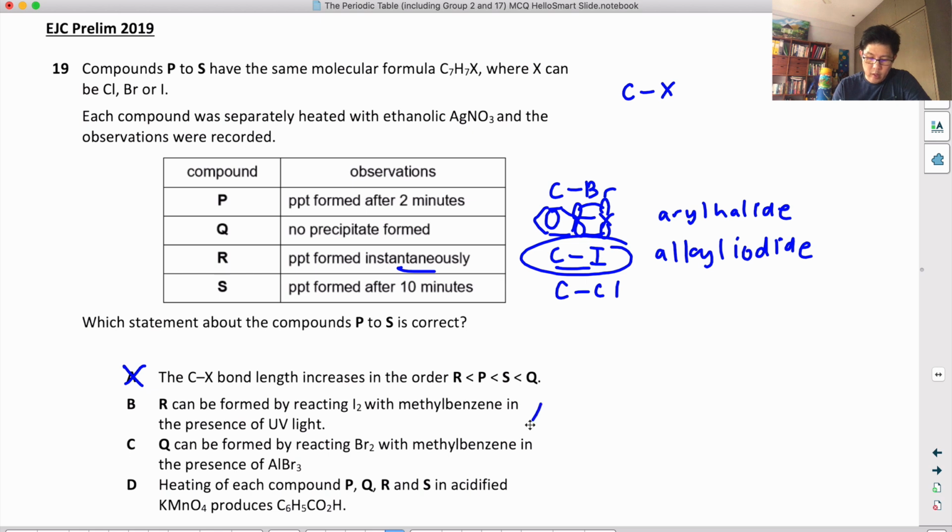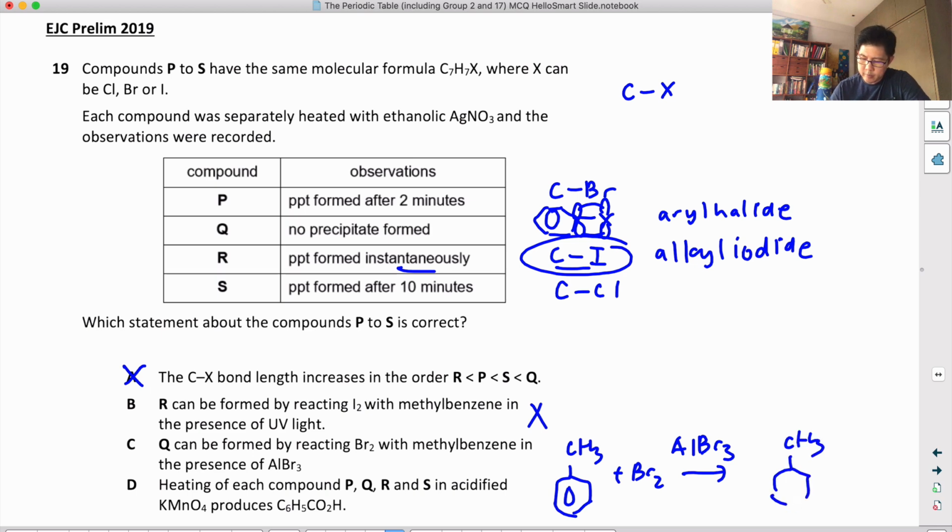Q can be formed by reacting bromine with methyl benzene in the presence of UV light. Yes, this is definitely true. If I have methyl benzene and I use bromine and AlBr3, you form Q, which is an aryl halide, probably along with HBr. So you get an aryl halide. This is definitely true.